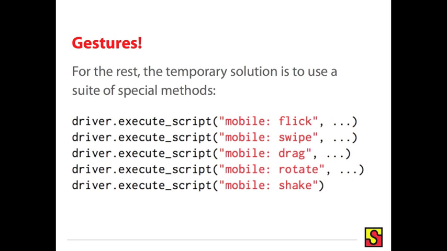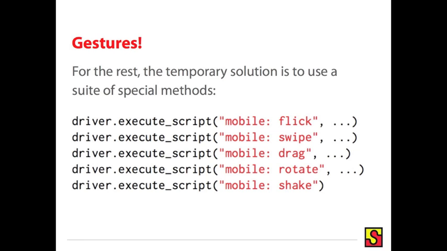So the way that Appium has come up with is to define a suite of special methods that are accessible via execute script. And these methods all start with mobile: and then the name of the method. So you can see here that Appium offers a number of gestures through this method. We can flick, swipe, drag, rotate, or shake. And each of these takes a set of parameters, using the same mechanism that execute script has always allowed for passing parameters to the script.